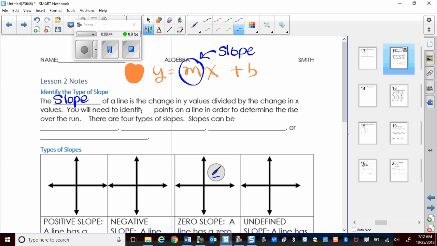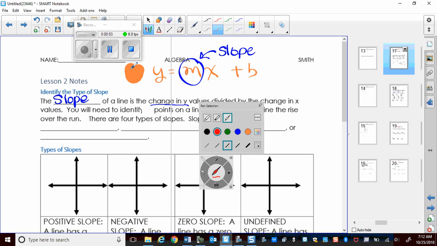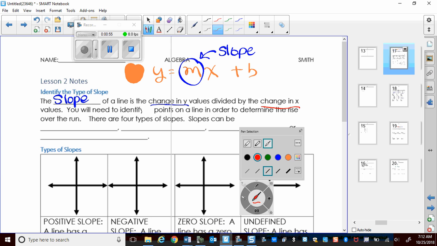a line. So the slope of a line is the change in y's divided by the change in x values. You will need to identify points on a line in order to determine the rise over the run. Okay? So there are four types of slopes.